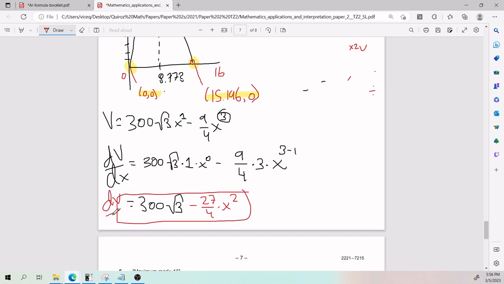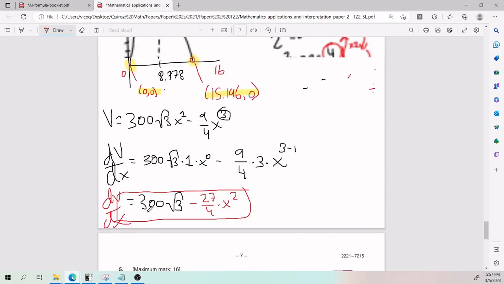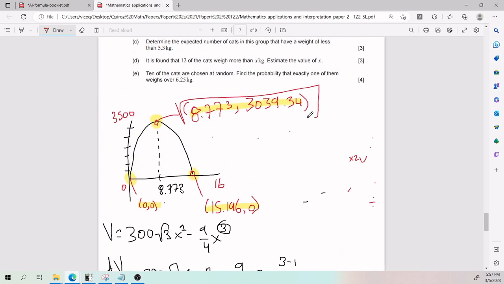So that is my trusty, rusty derivative in this scenario. And now for part E, we need to find the value of x which maximizes the volume of the box. Actually, with how we approach the problem, we already did that from part C, by using our calculator. So part E is already solved.